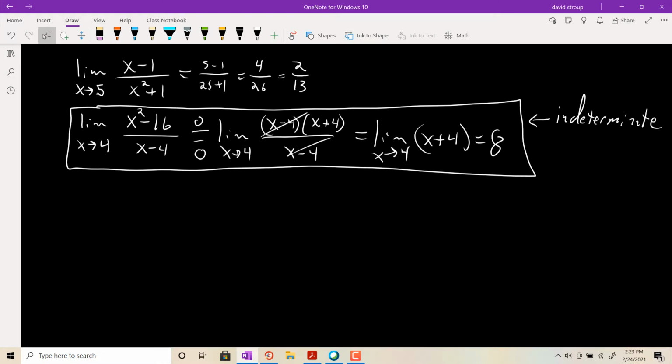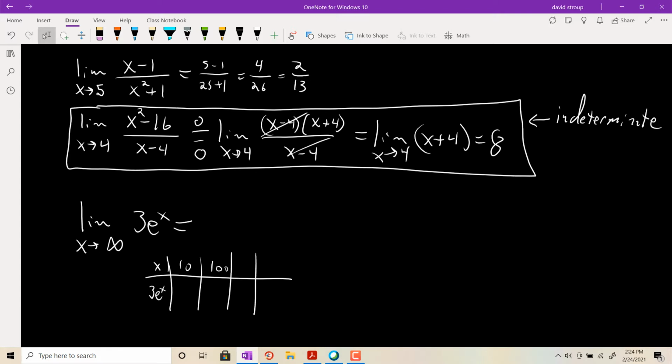So, infinite forms. If you had the limit as x goes to infinity of something like, I don't know, 3e to the x, where does this thing end up going? You could always think in terms of a table. You have your x, and then you have 3e to the x. As x goes to infinity, you're thinking like 10, 100, 1,000. Where does 3e to the x go?